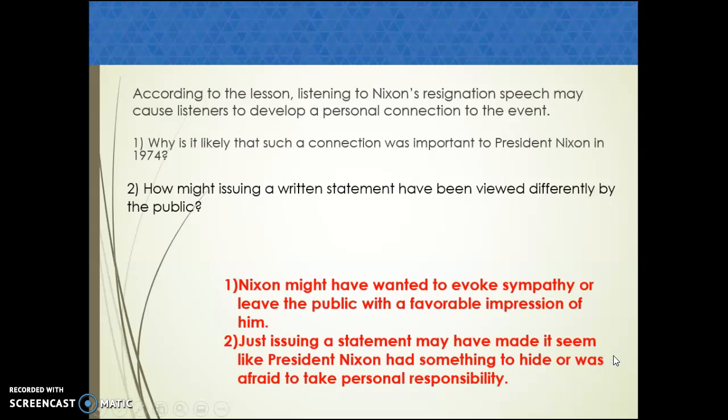Well, first, Nixon might have wanted to evoke some of that sympathy or leave the public with a favorable impression of him. Remember, he's just been caught red-handed in the middle of a scandal, and he's having to resign. So he's very likely trying to gain some sympathy back from the public. And secondly, just issuing a statement may have made it seem like President Nixon had something to hide, like he didn't want to face the people or that he was afraid to take responsibility.